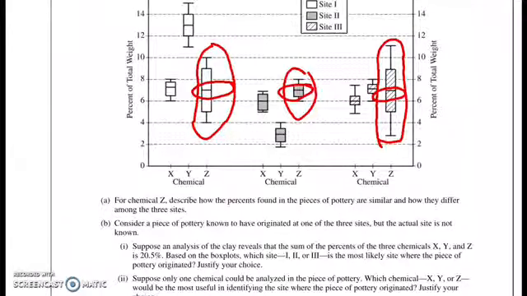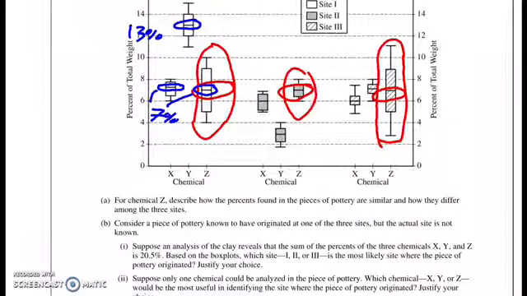To do this part, it's pretty simple if you just add the medians for each of the sites to get a relative total. Looking at site 1, we have a median here, there, and there, and both of the middle two are approximately 7%. And then this upper one is approximately 13%.